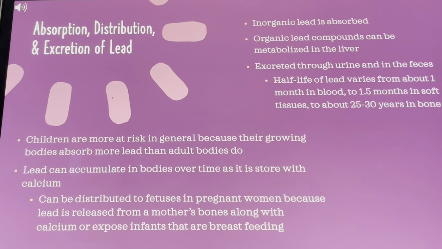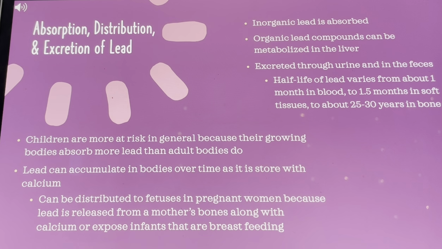On to absorption, distribution, and excretion of lead. Inorganic lead is absorbed in the body. Organic lead compounds, however, can be metabolized in the liver, and it is excreted through urine and in the feces. The half-life of lead varies from about 1 month in blood to 1.5 months in soft tissues and to about 25 to 30 years in bone.